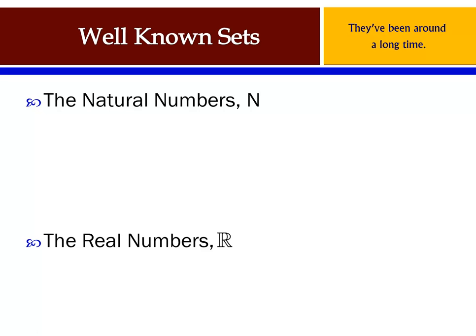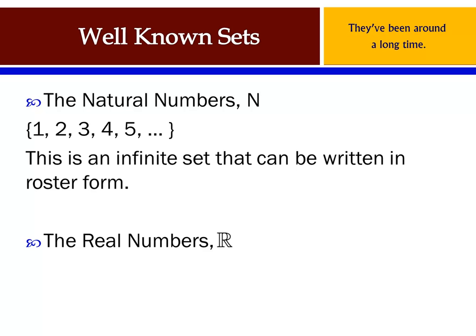So there are a couple of well-known sets that have been around for a really long time, and they have letters that are reserved for them. The first one being the natural numbers, and the letter N is reserved for natural numbers. And these are also known as the counting numbers, 1, 2, 3, 4, 5, and so on. And these three dots indicate that this is an infinite set that can be written in roster form, because you can list that and follow by the three dots, and the pattern is easy to see that these are the numbers that you would count by, or what we know as the natural numbers.